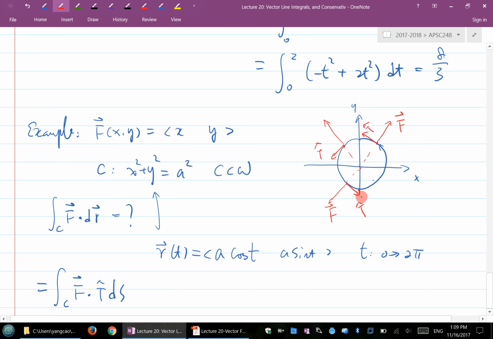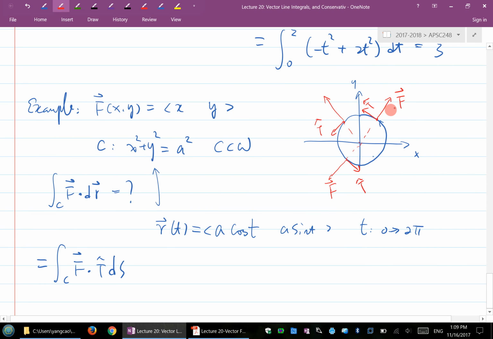So now you can literally see the relationship between the vector F and t hat: they are perpendicular, 90 degrees. So F dot t hat should equal 0. So the whole line integral should equal what? 0. Because there's no projected component of F in the direction of t hat, the total integral will of course be 0. That gives you another perspective on doing line integrals; sometimes it could be much easier.